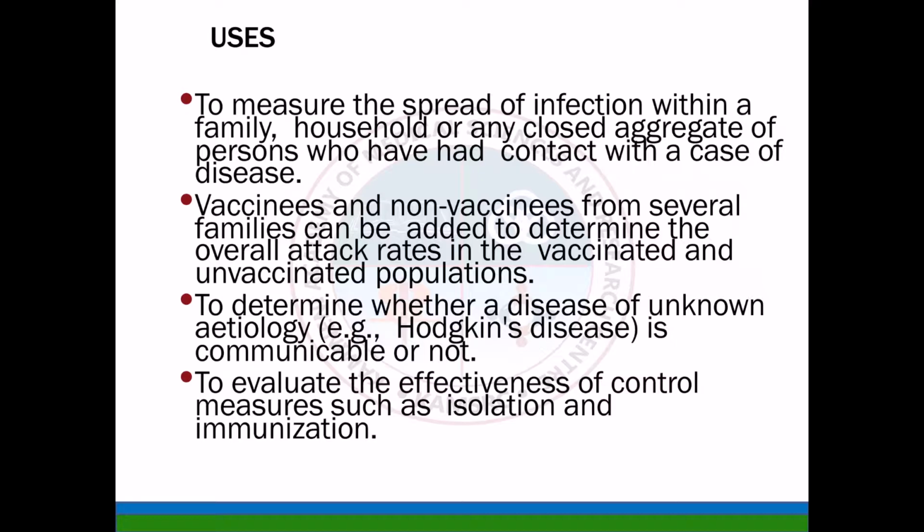To determine whether a disease of unknown etiology, for example Hodgkin's, is communicable or not. So you know very well there is one case of Hodgkin's, and then you see it is not spreading to the others within a specified time. You can as well say it is non-communicable. And also to evaluate the effectiveness of control measures such as isolation and immunization.